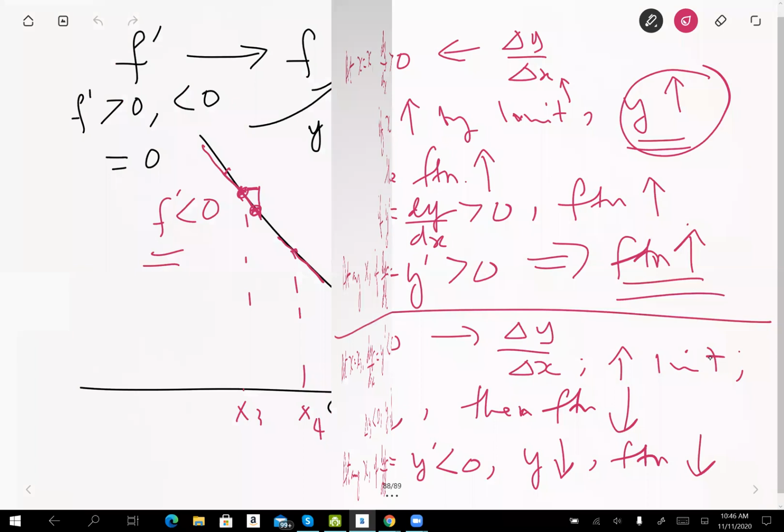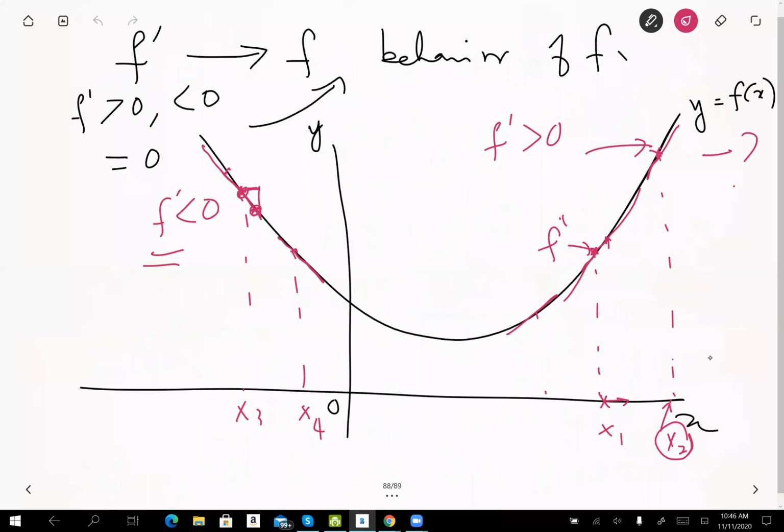Now, as you can see here, there is one point in this graph where the slope is equal to what? Equal to 0. Call that point x0. So the slope dy/dx is equal to 0, the derivative equals 0, f prime, y prime equals 0.